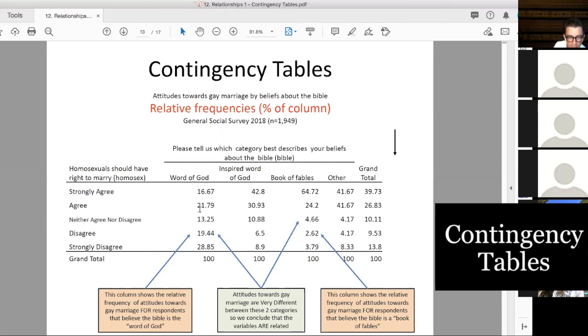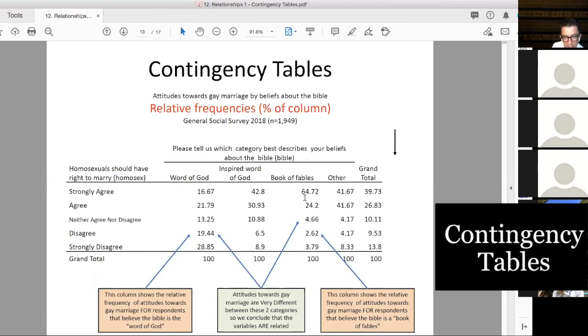This column shows the relative frequency of attitudes for gay marriage. So it shows the distribution for this variable, but only for those who believe that the Bible is the actual word of God, right? If you were to cover all the other ones, this would be the frequency distribution of this variable of attitudes, but only for those with these beliefs about the Bible.